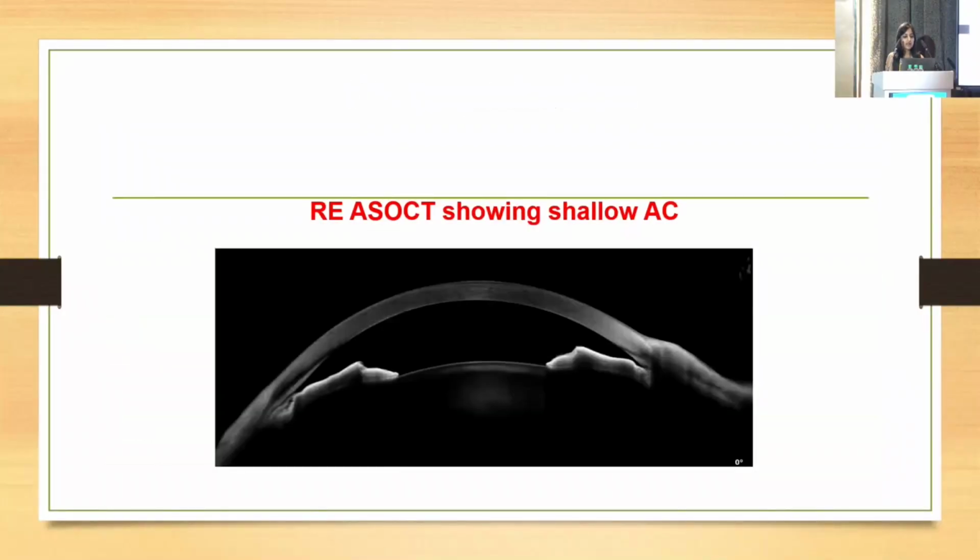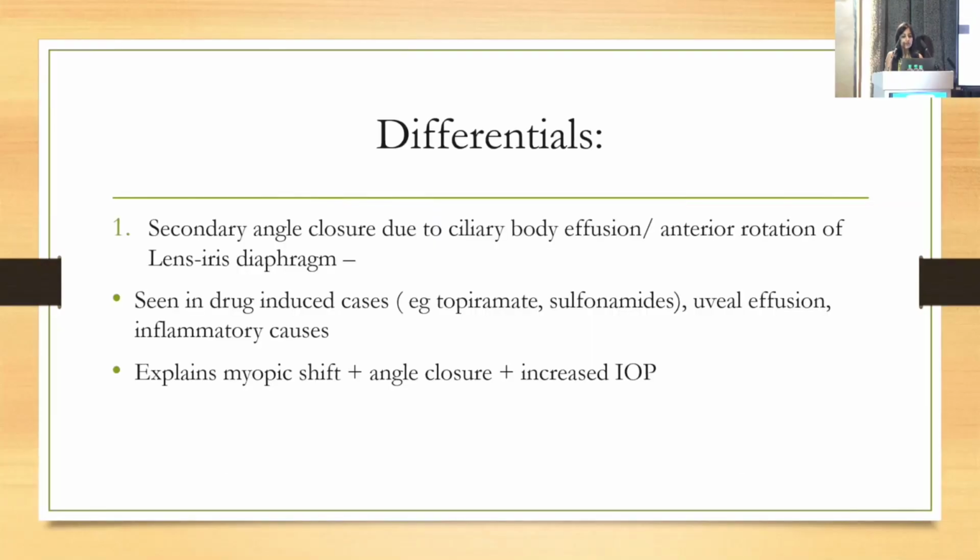So this is the right eye ASOCT showing the shallow AC and the iris lens diaphragm pushed anteriorly. So here at this stage, our differentials could be, one, a secondary angle closure due to ciliary body effusion or anterior rotation of the lens iris diaphragm. But this is usually seen in drug-induced cases, uveal effusion or inflammatory causes. So this could explain the myopic shift, angle closure and increased IOP.